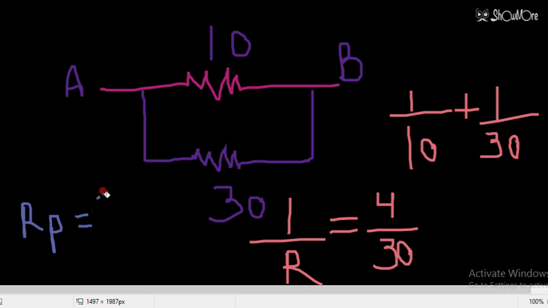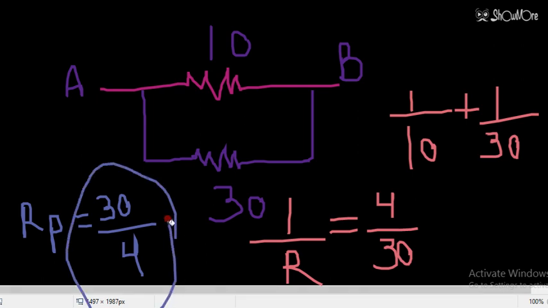You can note down. Next question we will discuss afterwards. So you can note down this question. The answer will be 30 by 4 ohm.